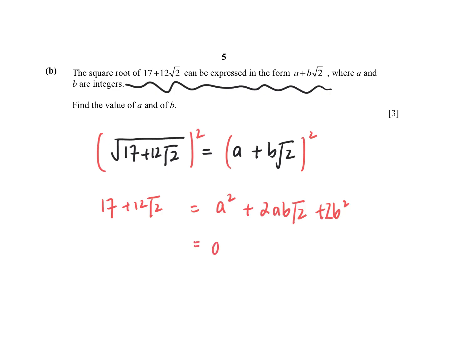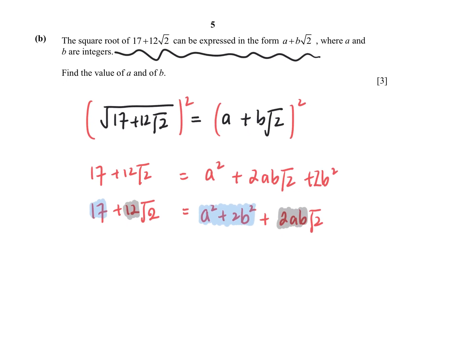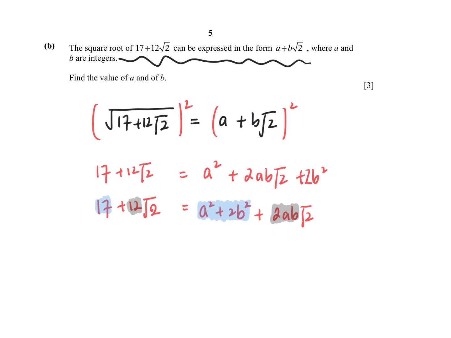So since the left hand side must equal the right hand side, you group the terms together according to what you have. So can you see that this suggests that 17 must be equals to this, and 12 must be equals to 2ab. So go and set up your simultaneous equation and then you can solve it.